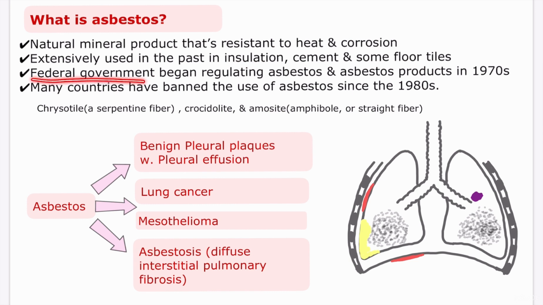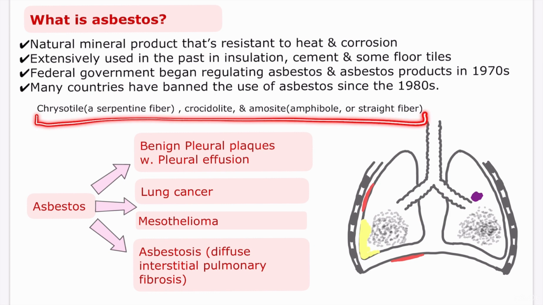However, the federal government of the US began regulating asbestos and asbestos products in the 1970s. And also, many other countries have banned the use of asbestos since the 1980s. So most of the people with asbestosis got the disease in their jobs before asbestos was regulated in the 1970s. These are the three main types of asbestos fibers known to cause asbestosis.